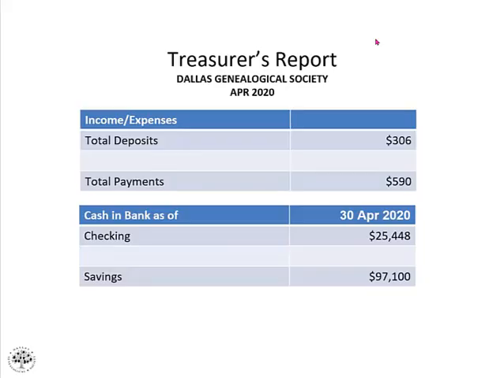The treasurer's report, we have total deposits as of the end of April of $306 and total payments during April, $590. Obviously, our activity has dropped off a lot. The checking account has $25,448. Our savings, $97,100. Are there any questions about the treasurer's report? All right.